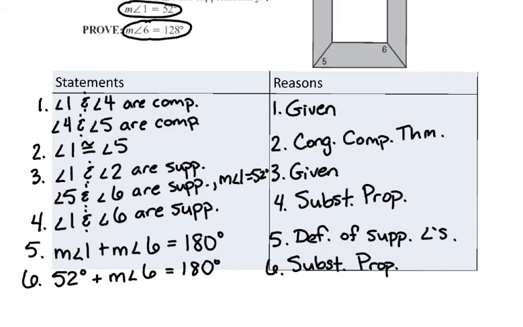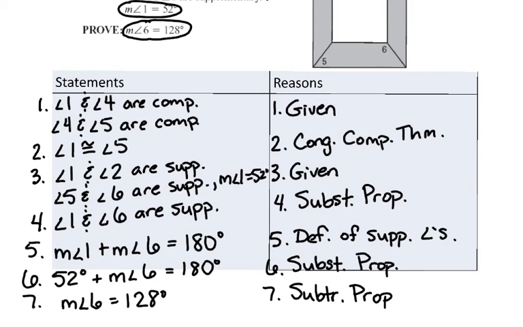Now, subtract the 52 from both sides, and we get measurement of angle 6 is equal to 128 degrees. And that was by using the subtraction property. Okay, and we are done. We just proved that the measurement of angle 6 is equal to 128.